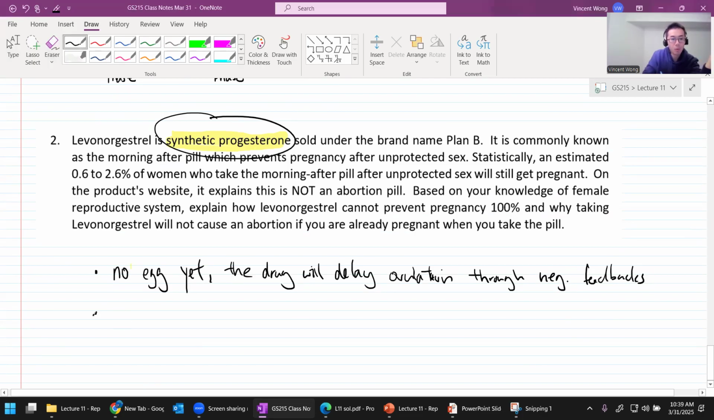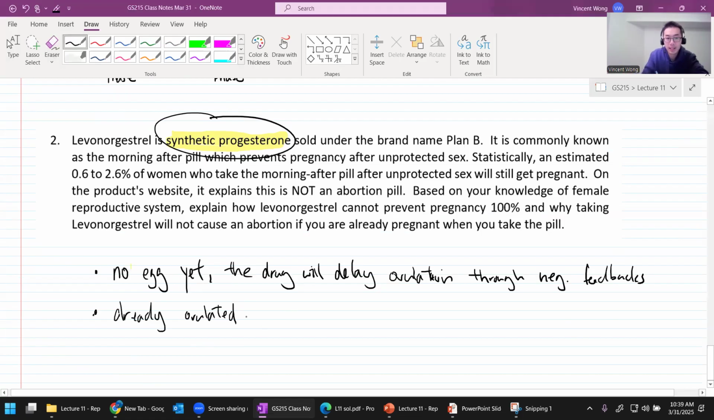But what if there's already an egg already ovulated? Okay, so in this case, if you already ovulated, and then there is unprotected sex, then the chance of pregnancy is actually quite high. And taking the drug is basically not going to do anything for you anymore.